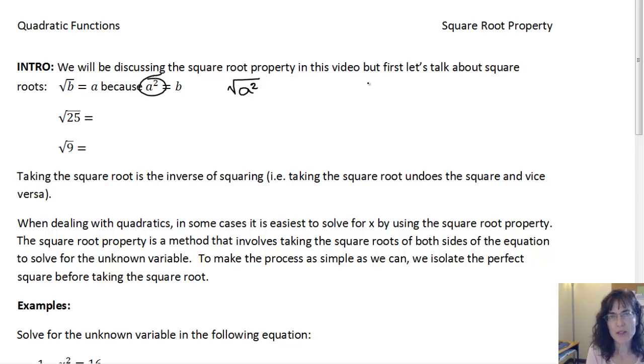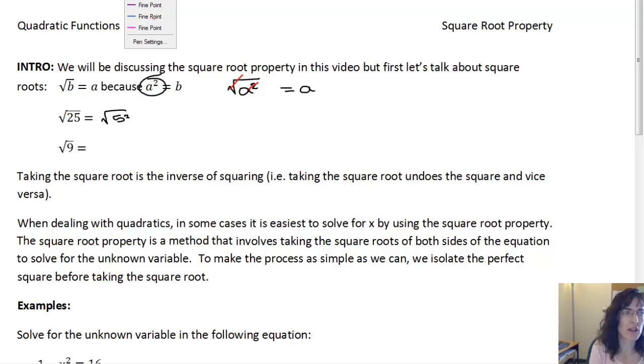And something raised to the second power and taking the square root of it are opposite operations. They undo one another. So you can think about it as the squared and the square root undoing each other, and you're just left with a. So if we look at 25 and we want to take the square root of it, we can think of it as 5 squared, and then the squared and the square root undo each other, and we're just left with a 5.